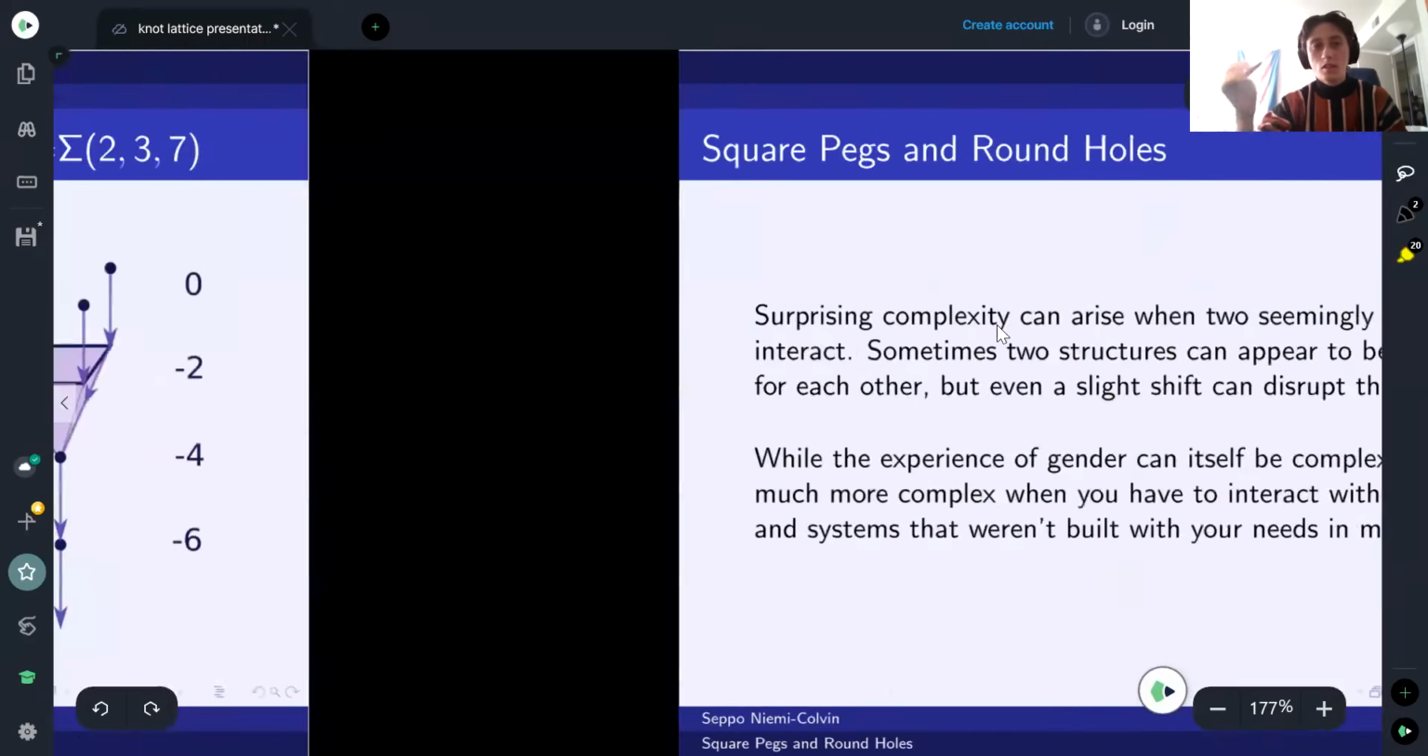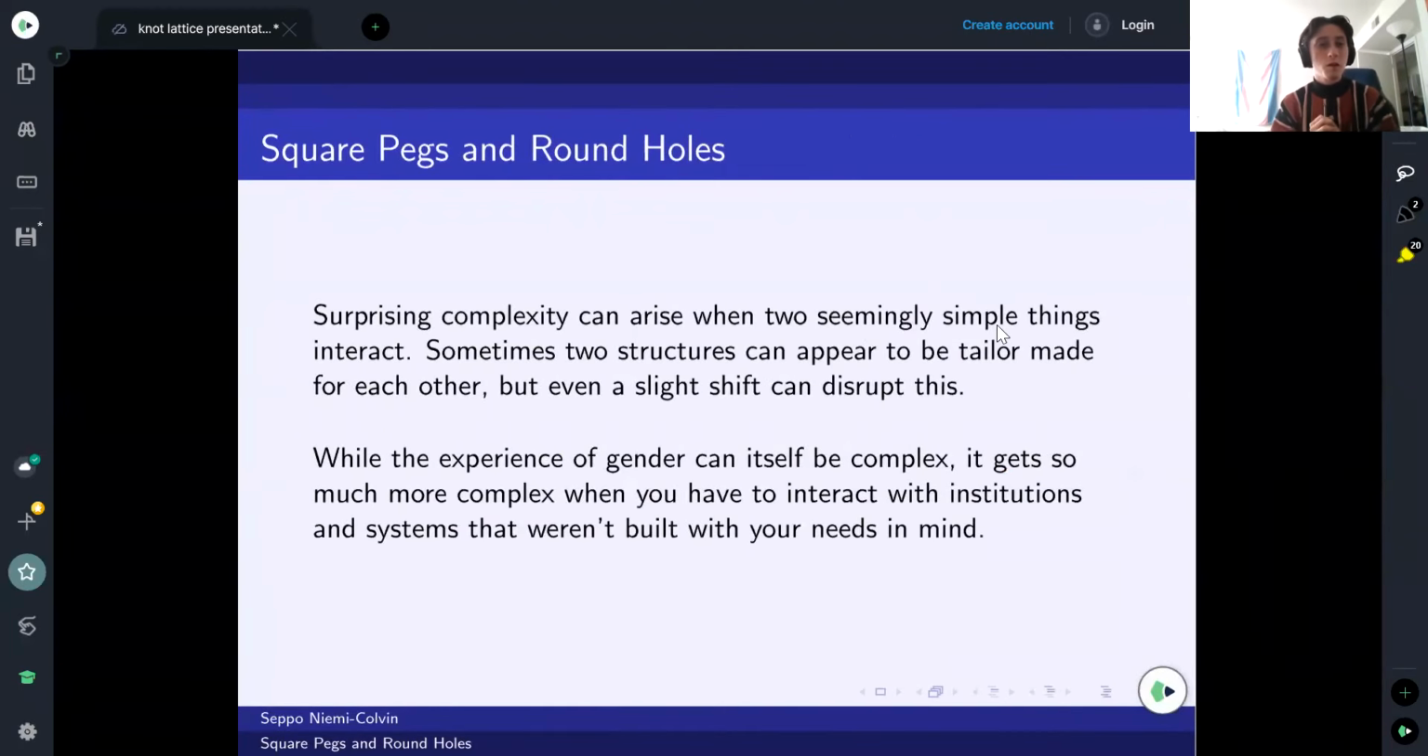So the moral of the story for these square pegs and round holes is that surprising complexity can arise when 2 seemingly simple things interact. For example, these seemingly simple things being the integer lattice and these ellipsoids coming from a negative definite quadratic form. Sometimes 2 structures can appear to be tailor-made for each other, but even a slight shift can disrupt this, like the shift of that ellipse slightly off.